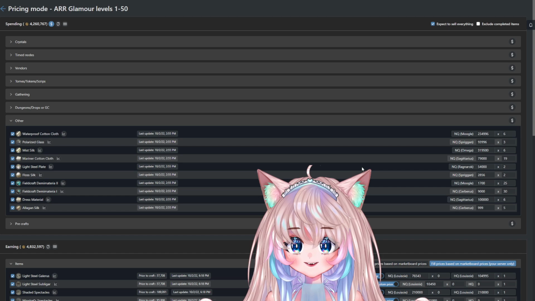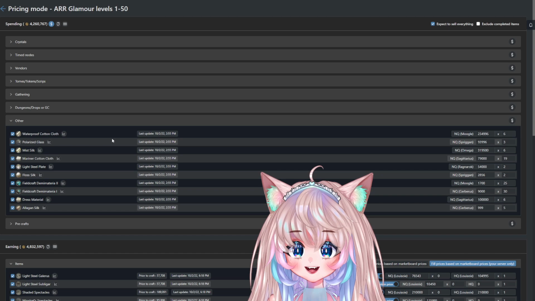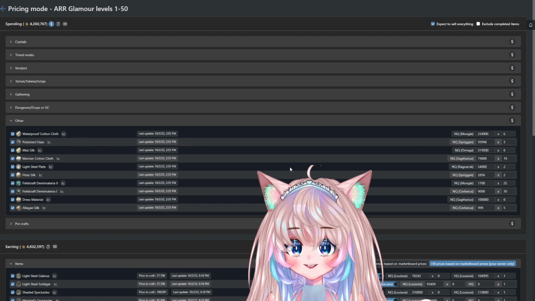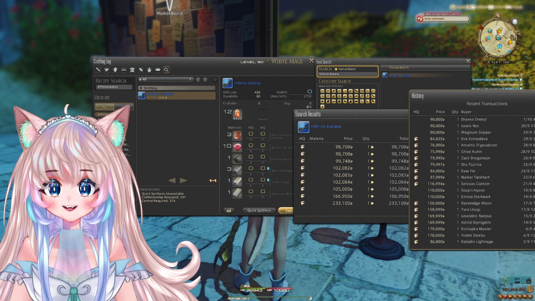So I would advise, especially if you're buying something expensive like the dress material or the waterproof cotton cloth, go ahead, take a look at the full data center price list, which you can usually find, of course, with Universalis. And of course, next in glamour are glamour weapons.